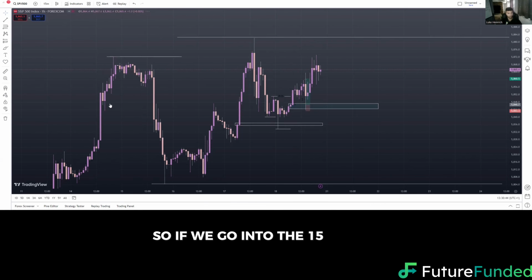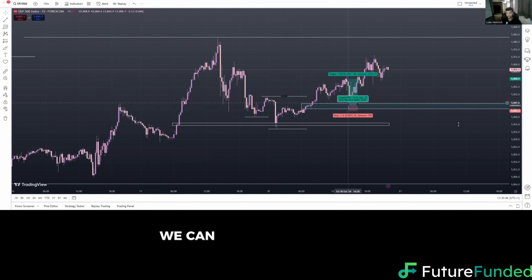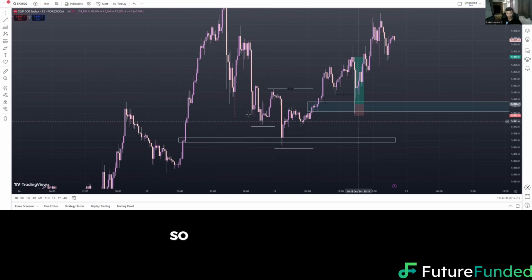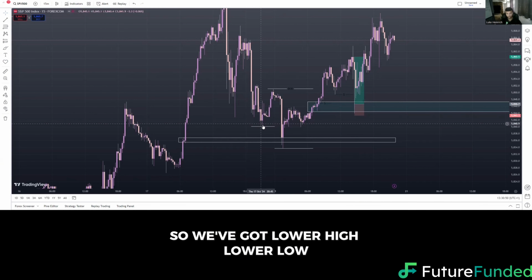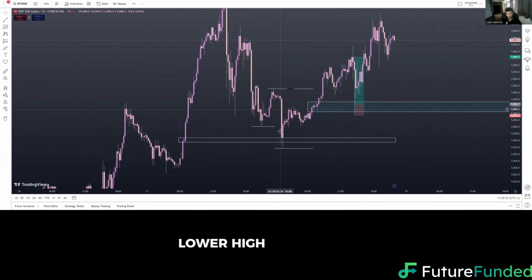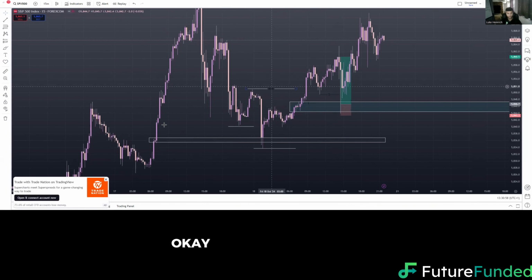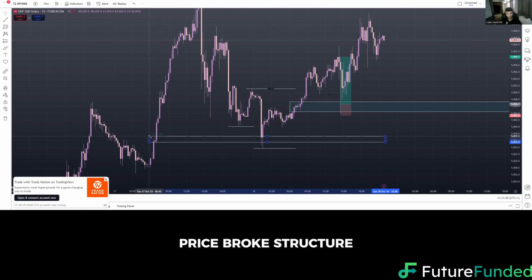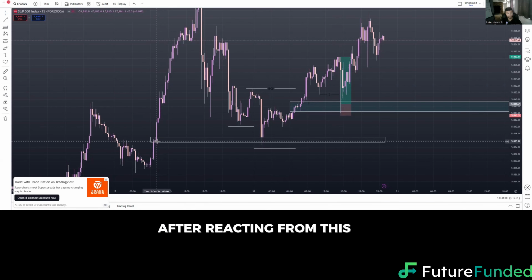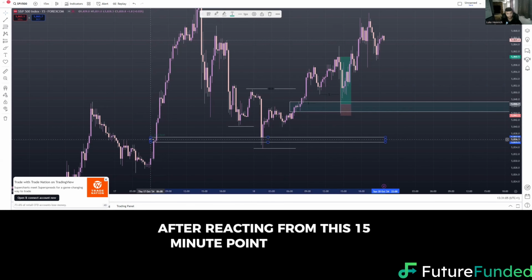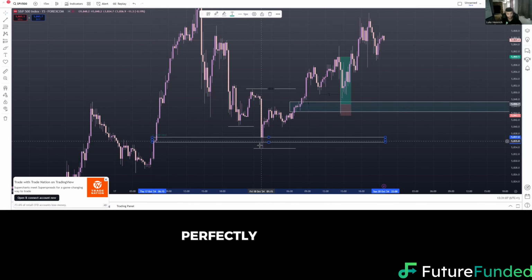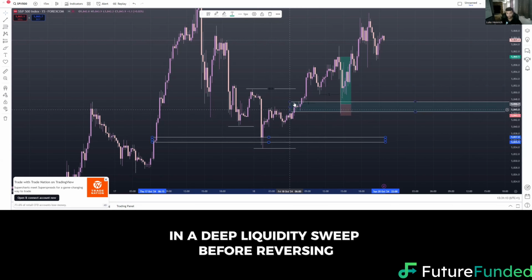So if we go into the 15-minute time frame, we can start to really see this play out. So we've got lower high, lower low, lower high, lower low, break of structure on the 15-minute time frame. Okay, now funny enough, price broke structure after reacting from this 15-minute point of interest right here perfectly. It literally grabbed all the liquidity, did a deep liquidity sweep before reversing.